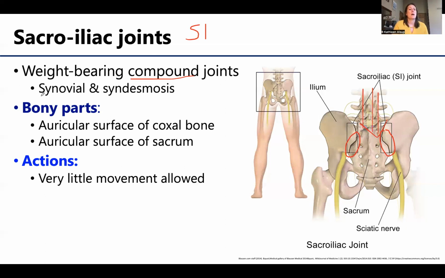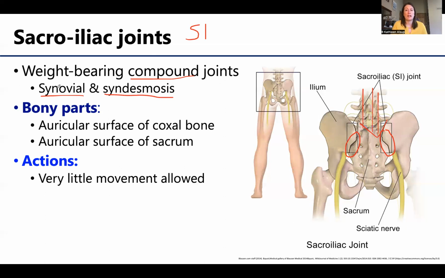You're going to have a synovial joint between the auricular surfaces of these bones. And then you're going to have a more posterior fibrous joint, specifically a syndesmosis. And the sacroiliac joint is unique for a synovial joint in that there is very little movement here.